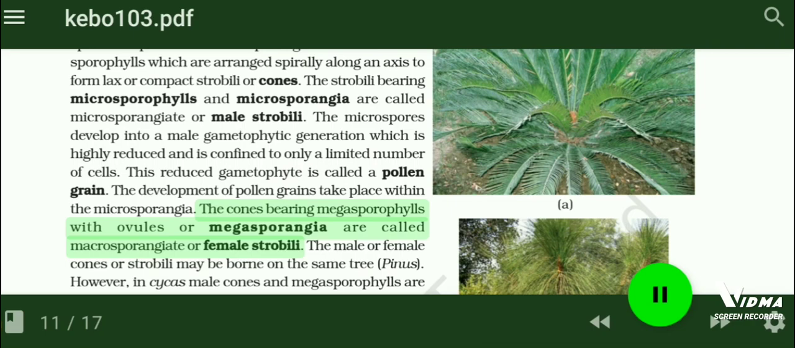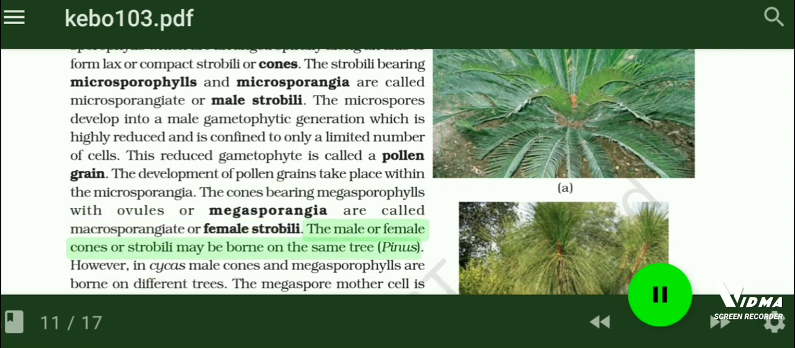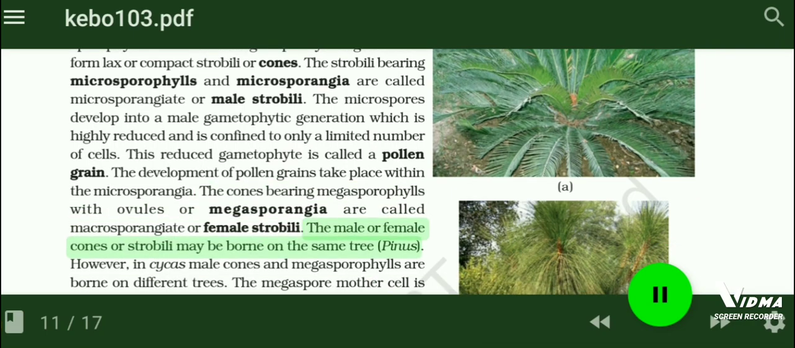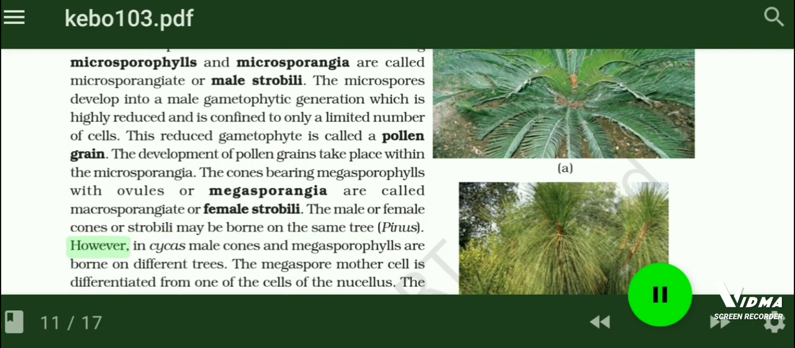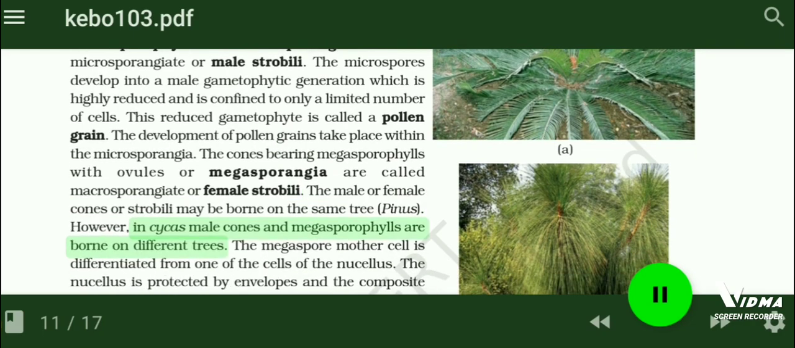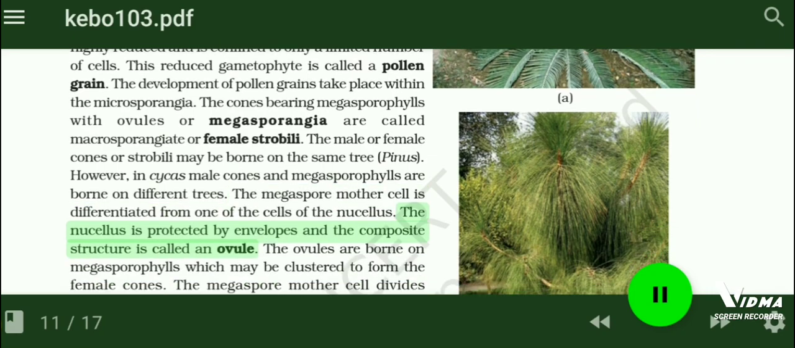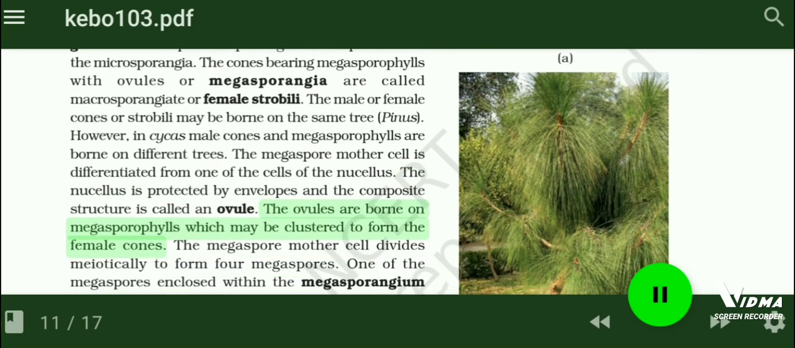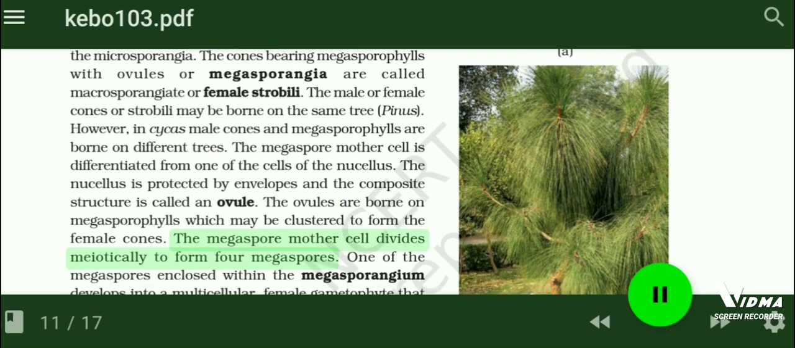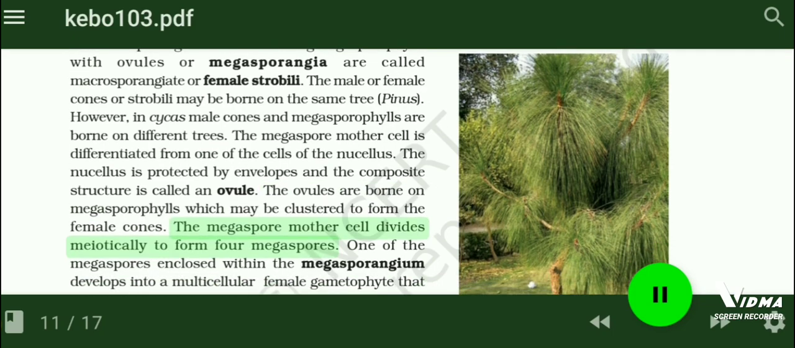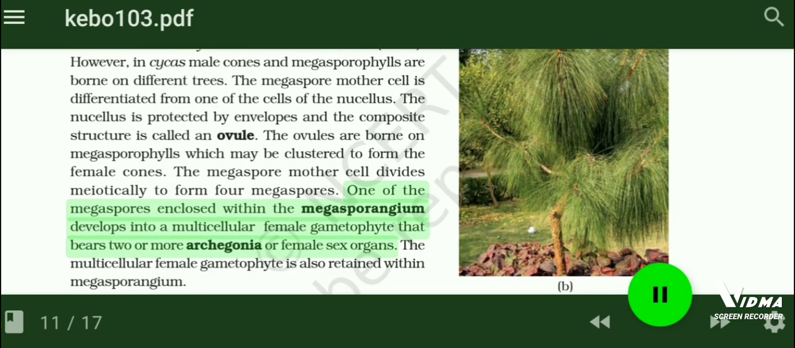The strobili bearing microsporophylls and microsporangia are called microsporangiate or male strobili. The microspores develop into a male gametophytic generation which is highly reduced and is confined to only a limited number of cells. This reduced gametophyte is called a pollen grain. The development of pollen grains takes place within the microsporangia. The cones bearing megasporophylls with ovules or megasporangia are called macrosporangiate or female strobili. The male or female cones or strobili may be borne on the same tree (Pinus). However, in Cycas male cones and megasporophylls are borne on different trees.